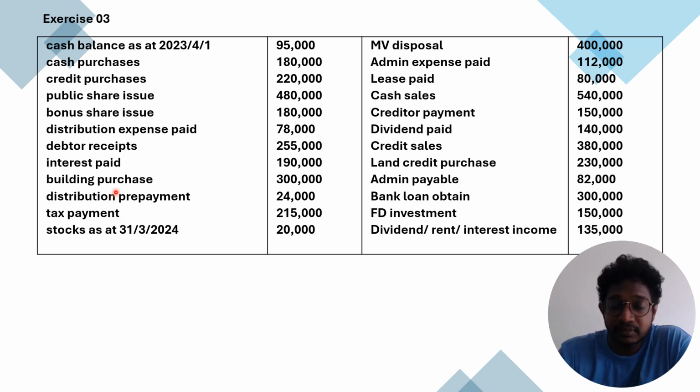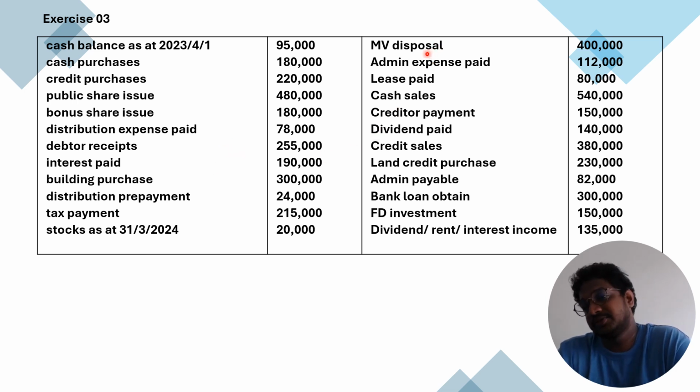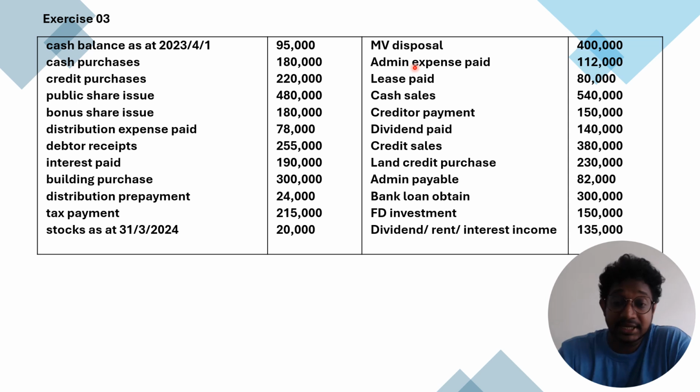Building purchases, cash outflow in investing activities. Distribution prepayment, this is an asset. You prepaid. This is not a cash flow, so you are not recording that. And stocks are also an asset, so that is not a cash flow, so you are not recording. Motor vehicle disposal, you are getting money from it, investing activities, cash inflows. Admin expenses, cash outflow in operating. Lease paid in financing, cash outflow. Cash sales and creditor payments both in operating activities. Dividend paid in financing activities, but credit sales you are not recording because credit sales is not a cash transaction.